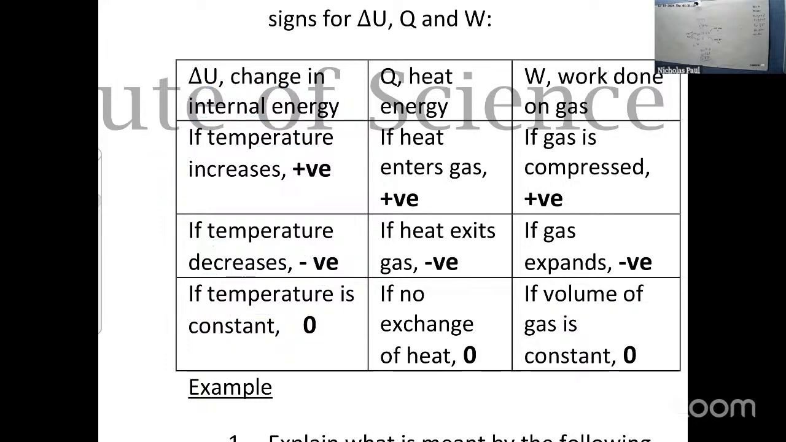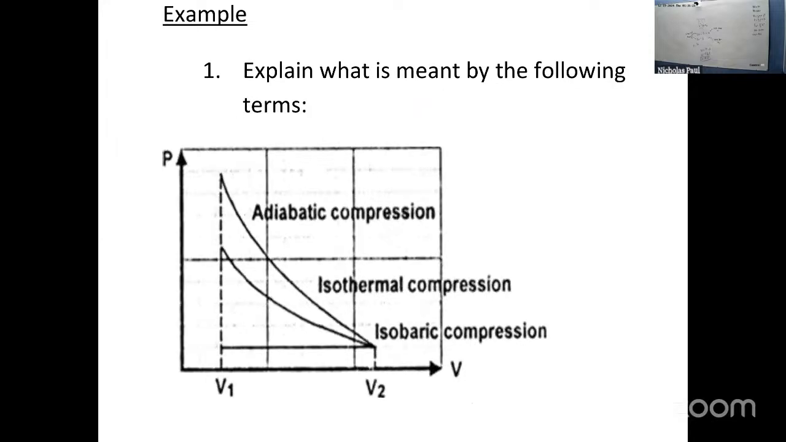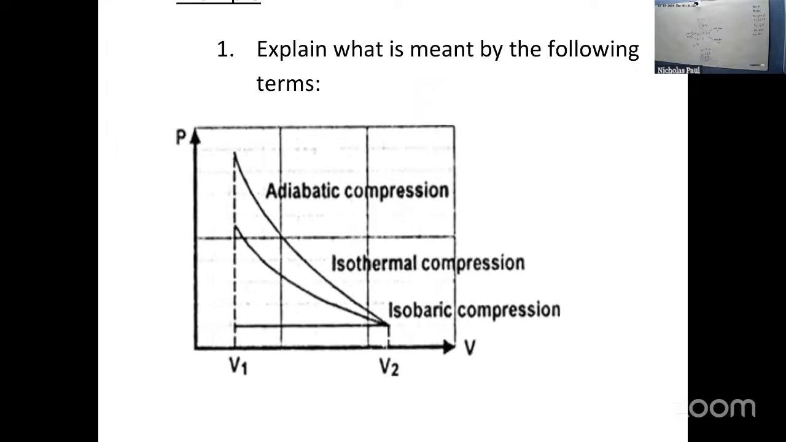All right. Nice, good. Here's an example of different types of compression. You have adiabatic, isothermal, isobaric. Normally I'll give you this for homework, but I have more homework to give you, so we'll see it also next week.